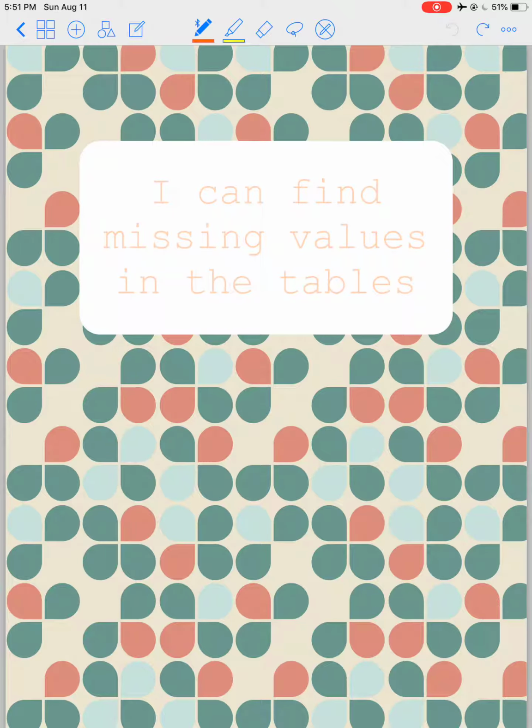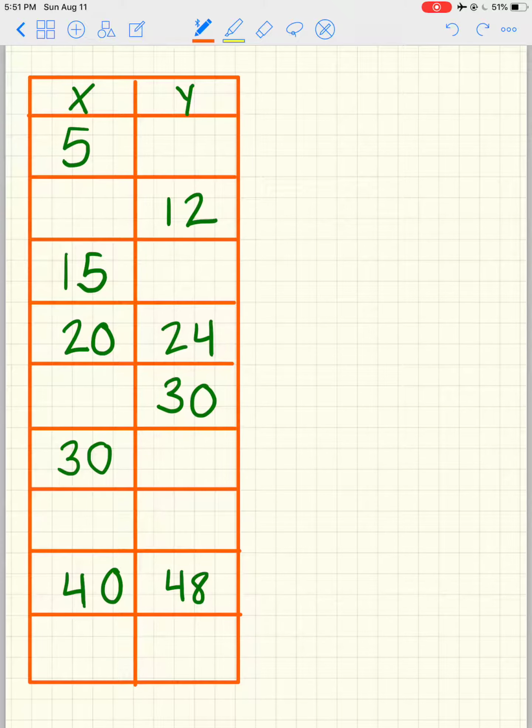This video is about how we can find the missing values in the tables. So let's take a look at the table we have. On the left side of this table we have the x values. On the right side of this table we have the y values. Some of them are filled in, but there's quite a few that are missing. So we're going to have to find out which numbers go in those missing boxes.